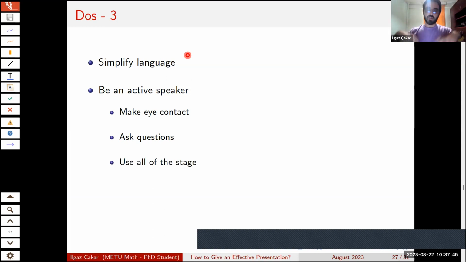Since this is an online presentation, I cannot demonstrate this, but try to use all your stage, okay? Try to walk around, but try not to look like a prisoner, okay? Use all your stage, move sometimes. Don't be like a tree and glue yourself at a certain point, okay? Try to move, it will look good.